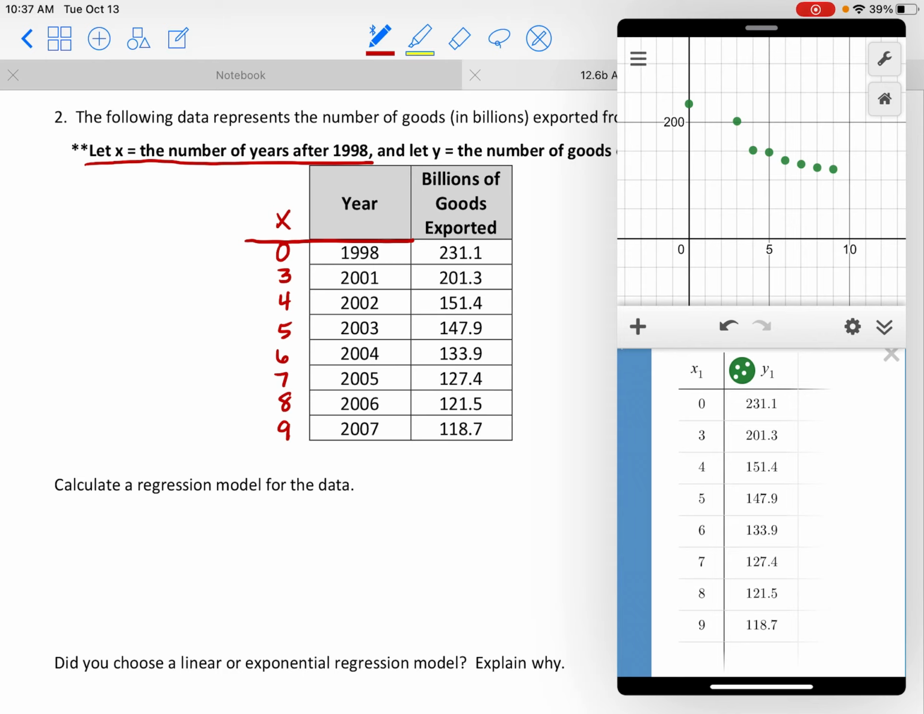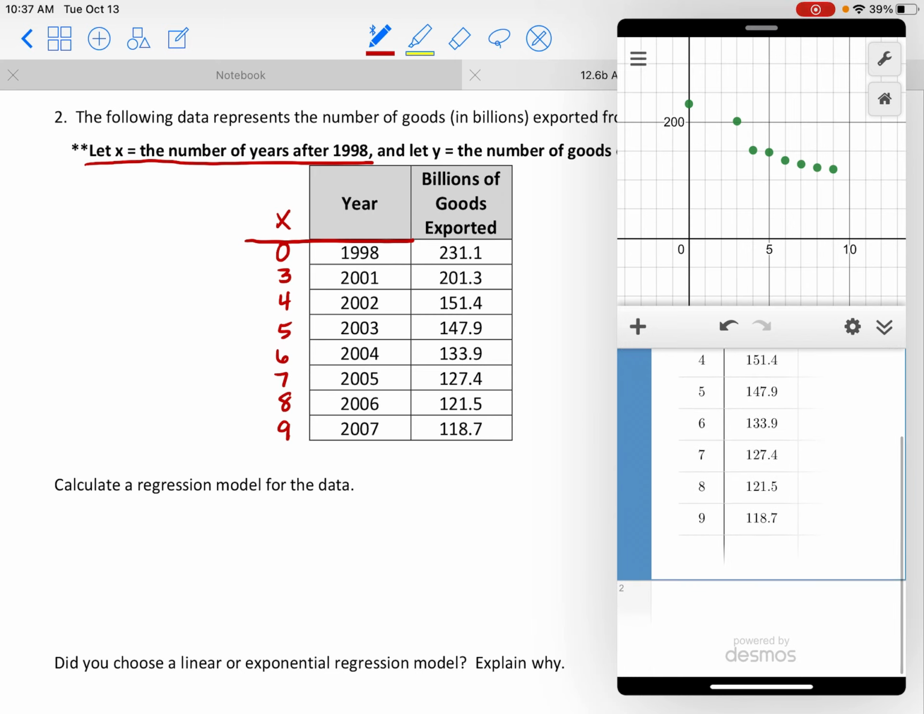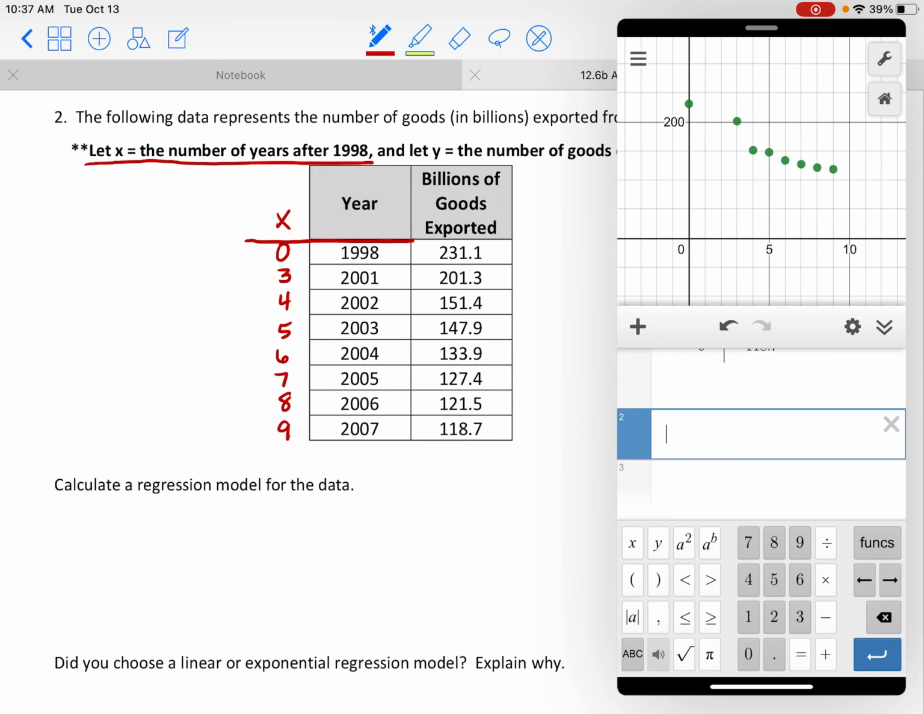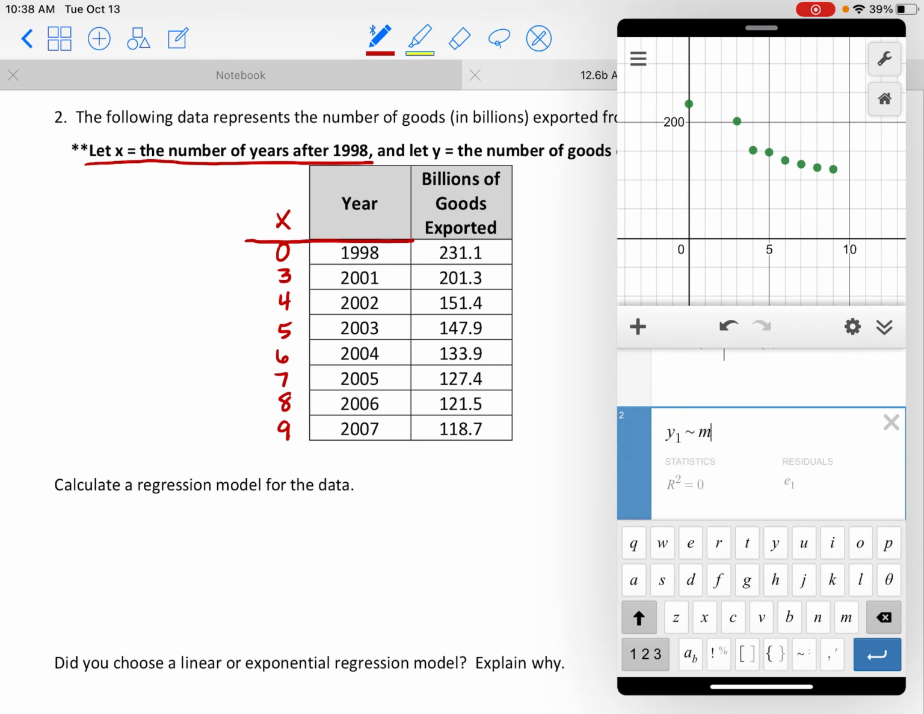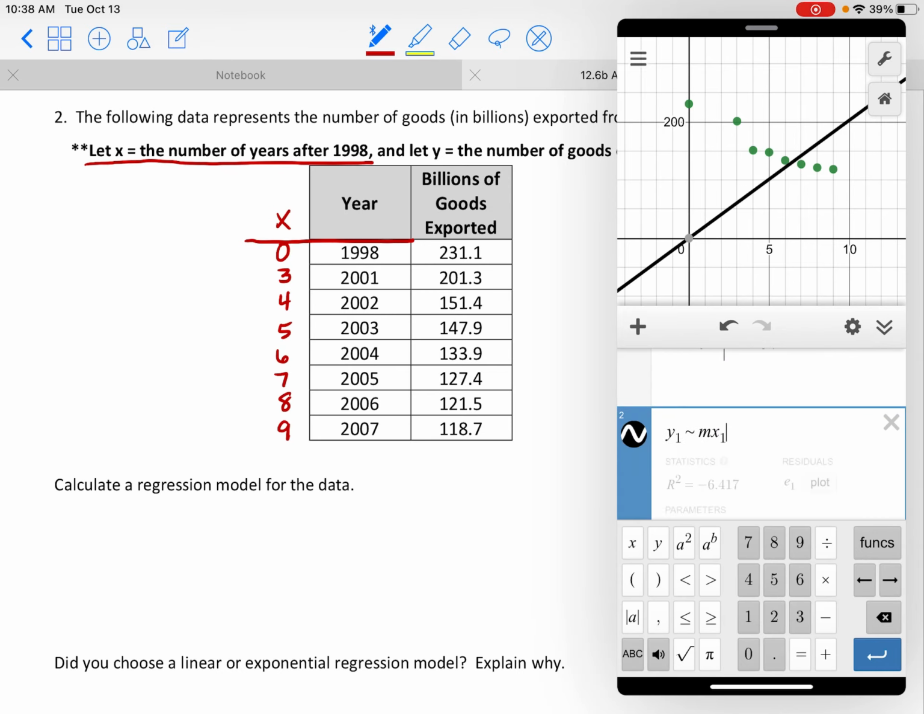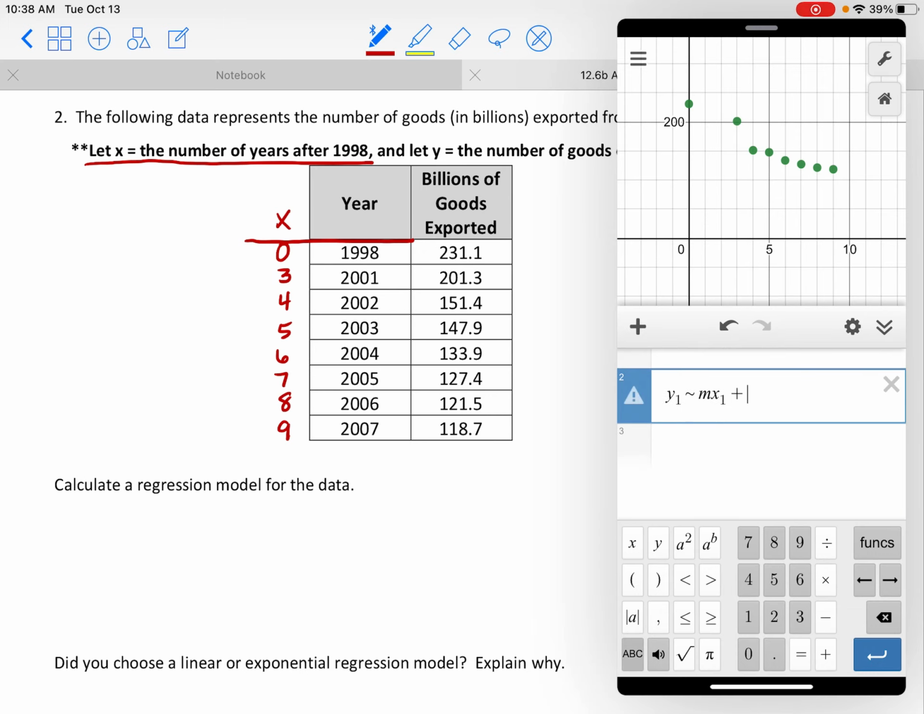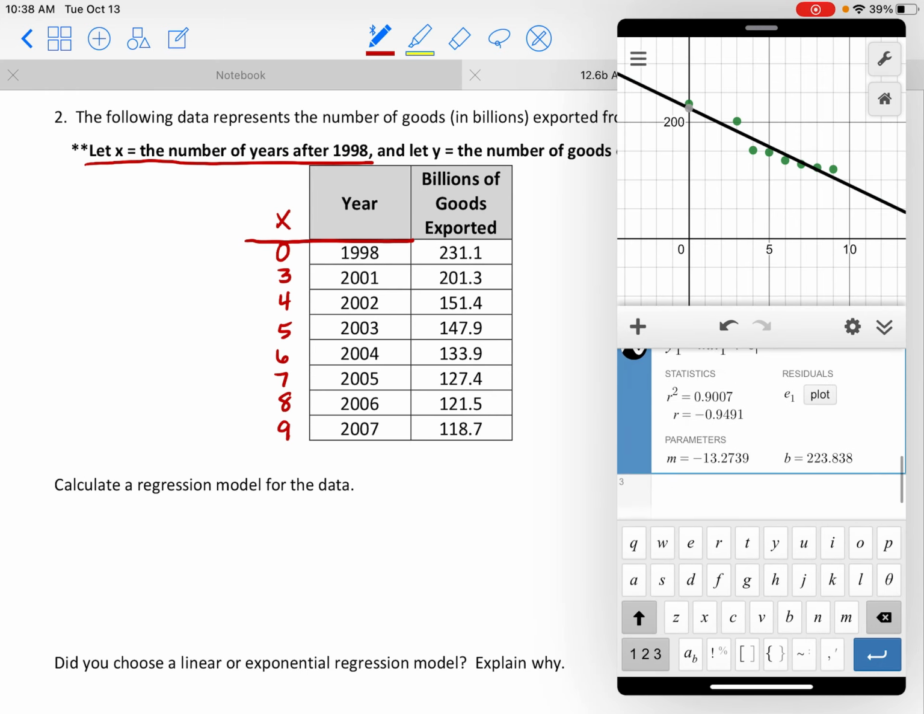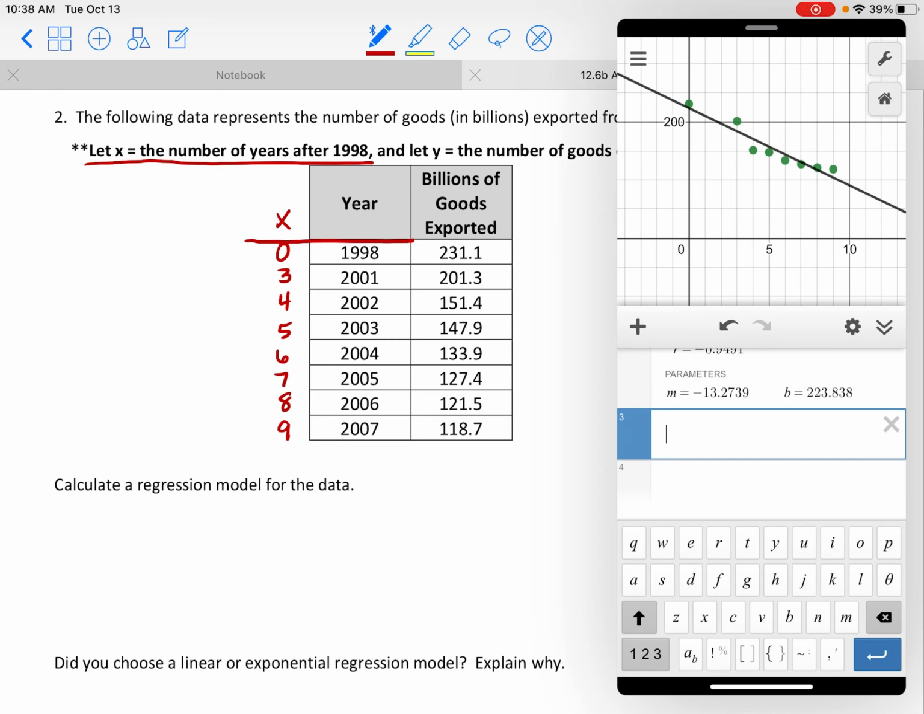It looks like we have data that is decreasing, and I can't tell if it's going to be linear or exponential, so let me put both models in. Let's see, y1, let's go with the linear first, tilde, m, x1, and then plus b. And it's a pretty strong correlation there, 90%.